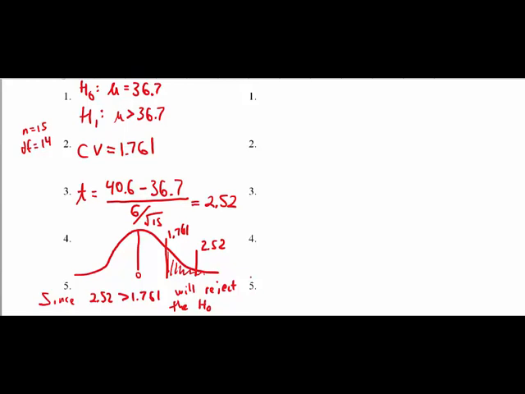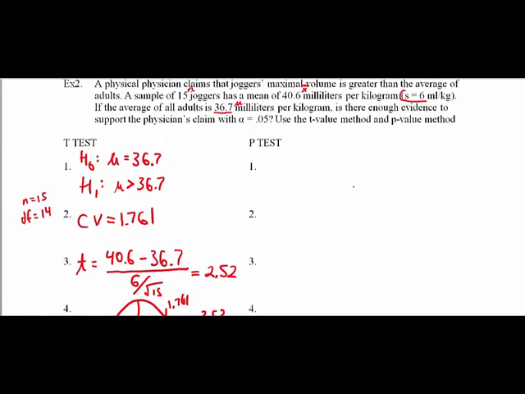All right, so let's compare this versus the t-test, or excuse me, the p-test. I'm going to want to change colors a little bit here. Now, the first step of the p-test is to use the null and alternative hypothesis. So the null hypothesis is where mu is equal to 36.7. The alternative hypothesis, the mu is greater than 36.7.